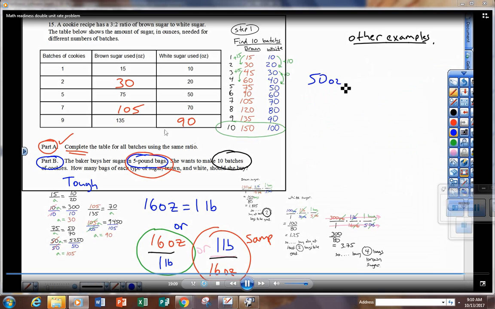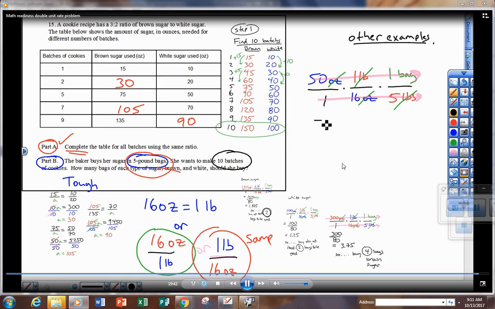Alright, next I'm going to do white sugar, and I'm going to change it to 50, I believe. So if I use 50 ounces here for white sugar instead of 100, let me show you. So 50 ounces, I'm going to use the conversion 1 pound for every 16 ounces. My ounce units are going to cancel. I'm going to multiply that by 5 pounds for every 1 bag. My pound units are going to cancel, and I'm going to multiply straight across. 50 times 1 times 1 is 50. 16 times 5 gives me 80 on the bottom. So I get 50 over 80.